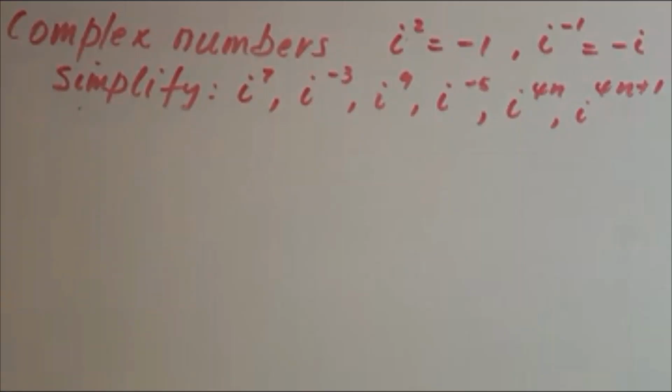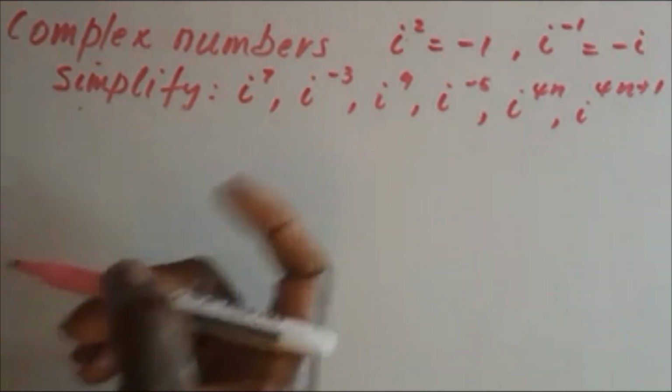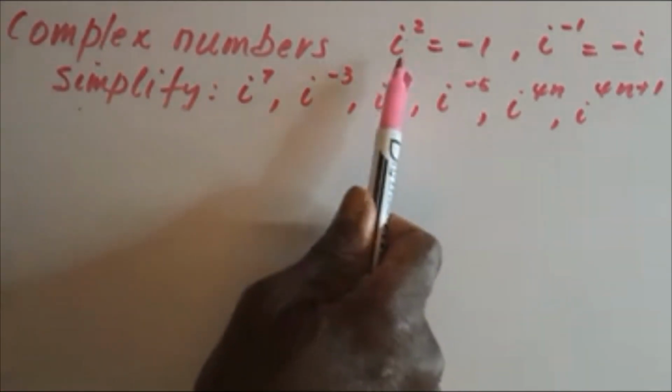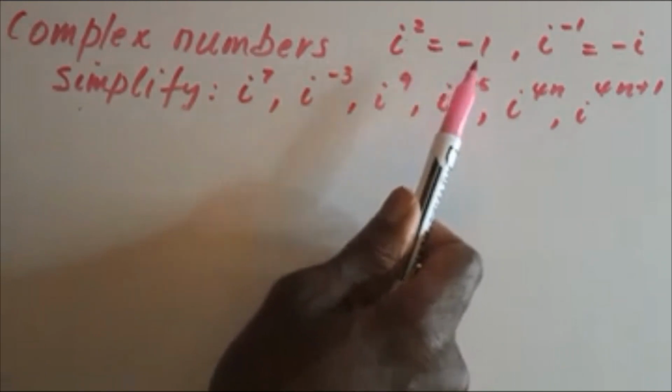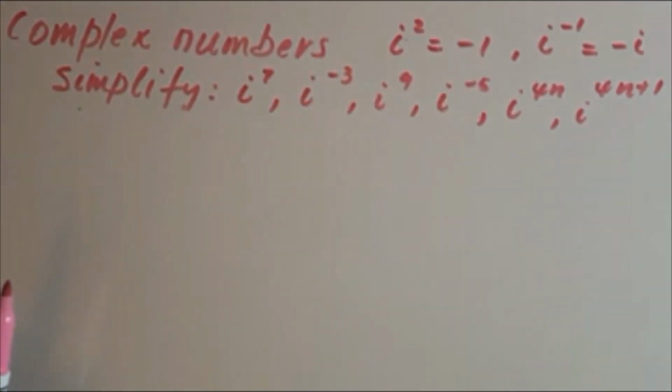Hi there. How do we simplify these complex numbers? We'll use these two relationships, these two equations. I squared is equal to minus 1 and I raised to the minus 1 is equal to minus I.